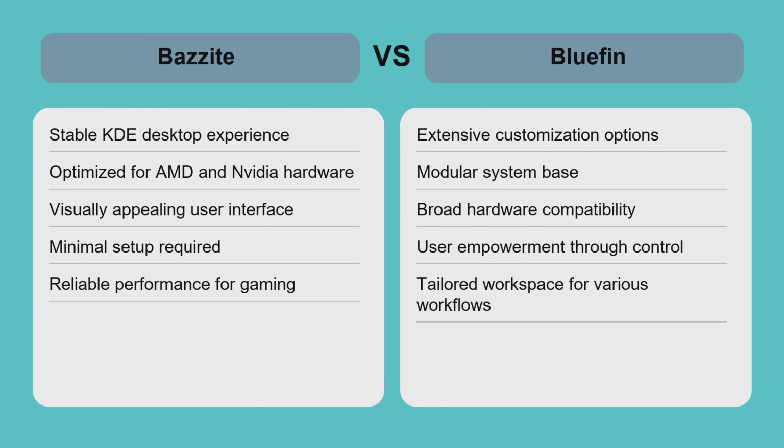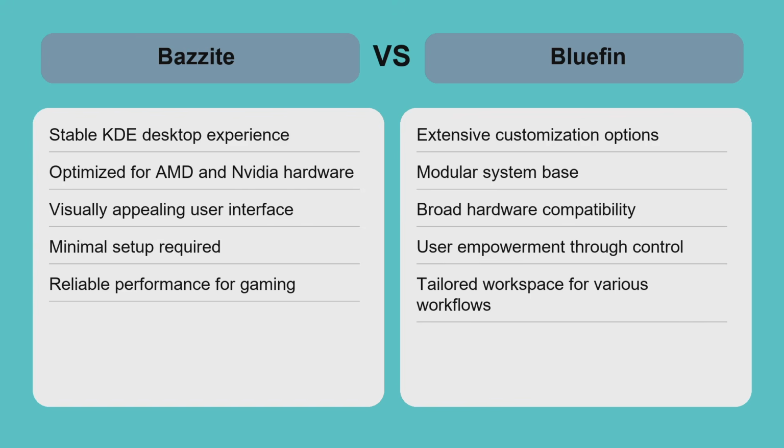Comparing Bazzite and Bluefin in real-world use shows clear trade-offs. Bazzite excels in delivering a ready-to-use KDE Plasma experience optimized for AMD and NVIDIA hardware, making it perfect for users who want a polished system out of the box with minimal setup. For example, gamers or content creators using modern GPUs will appreciate Bazzite's stability and performance.